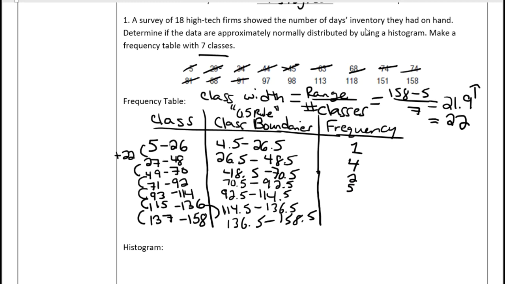Between 93 and 114: 1, 2, 3. Between 115 and 136: 1, that's it. And then between 137 and 158, that's 2 numbers. All right, so now we have our frequencies. Now we can draw our histogram.